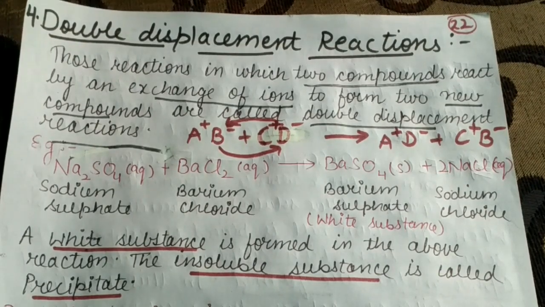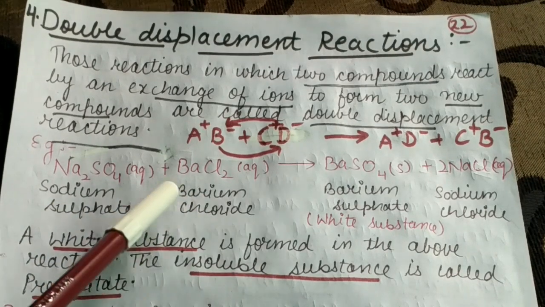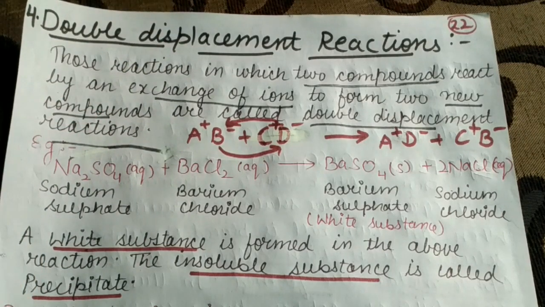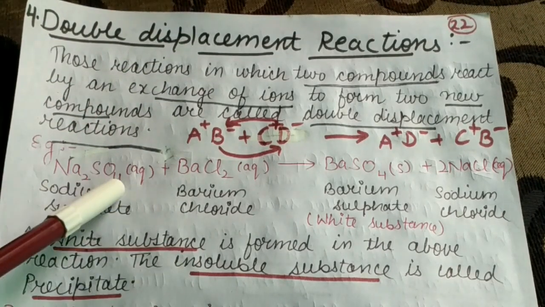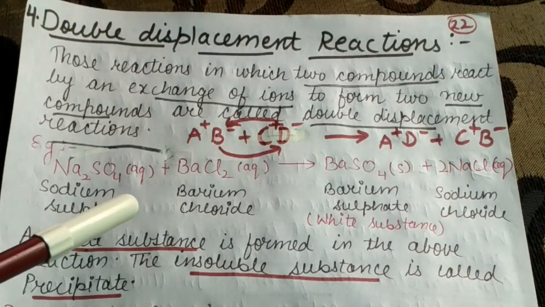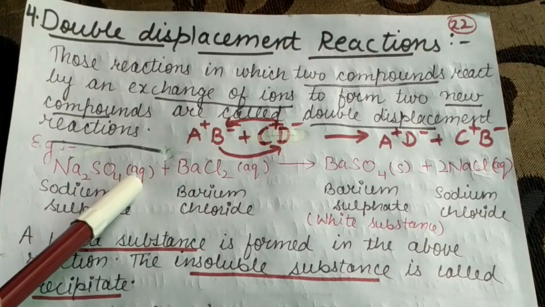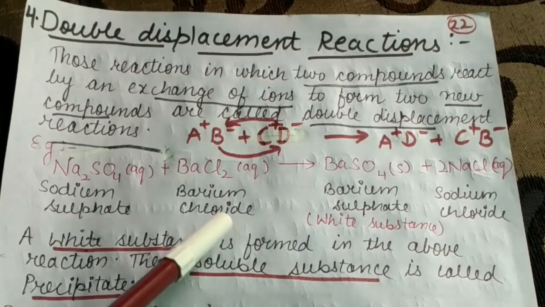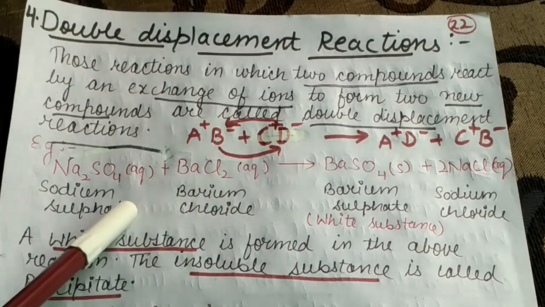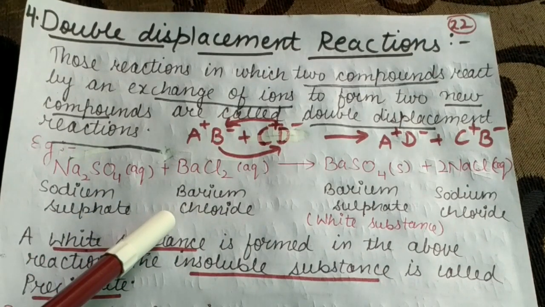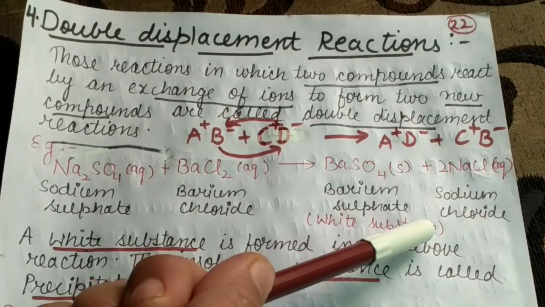Now we are going to discuss the examples. The first example is of sodium sulfate and barium chloride. They both are in aqueous form. Beta, double displacement reaction will always take place if they are present in the aqueous form, because if they're in a solid form, then how will they exchange their ions? So they should be in the solution form. Sodium sulfate is dissolved in water and barium chloride is dissolved in water. We will mix them and they will react, exchange of ions takes place, and there is a formation of barium sulfate and sodium chloride.